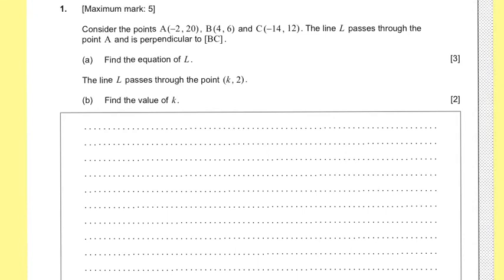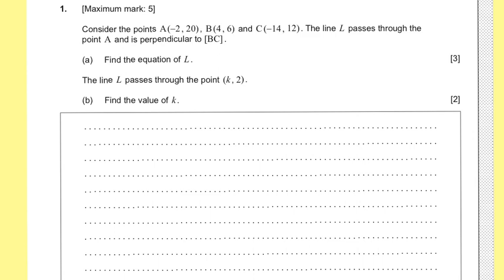May 2023, Paper 1, Time Zone 1. Question 1. Consider the points A, B, C. The line L passes through the point A and is perpendicular to BC. Find the equation of L.